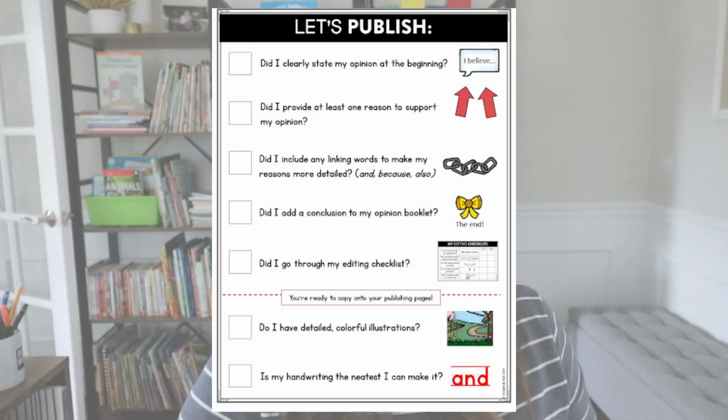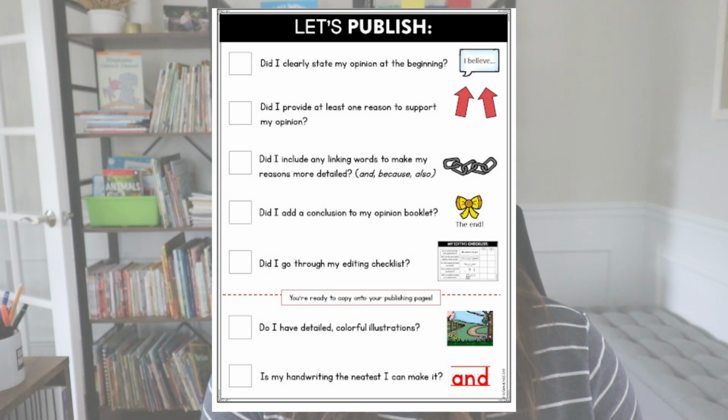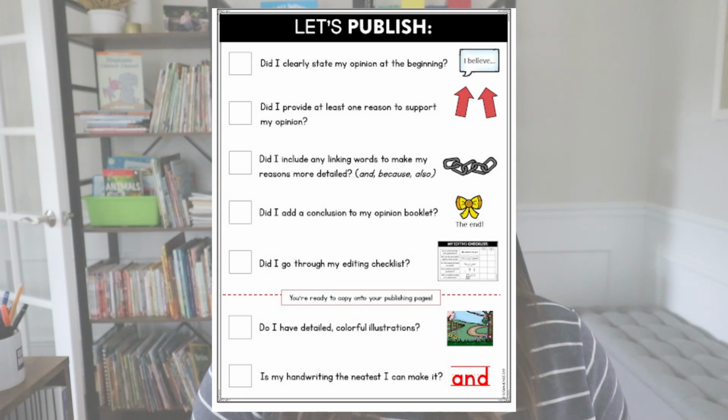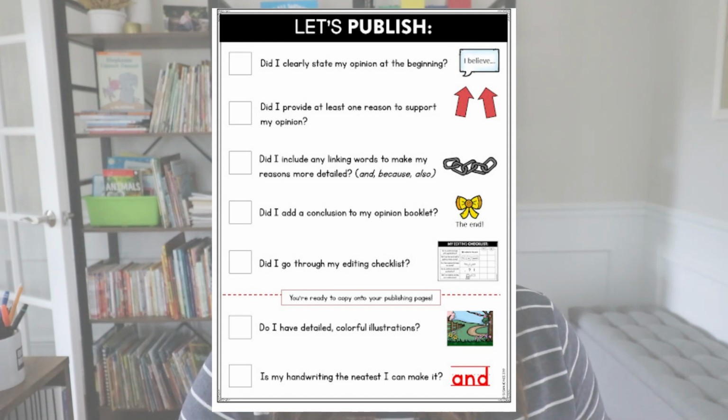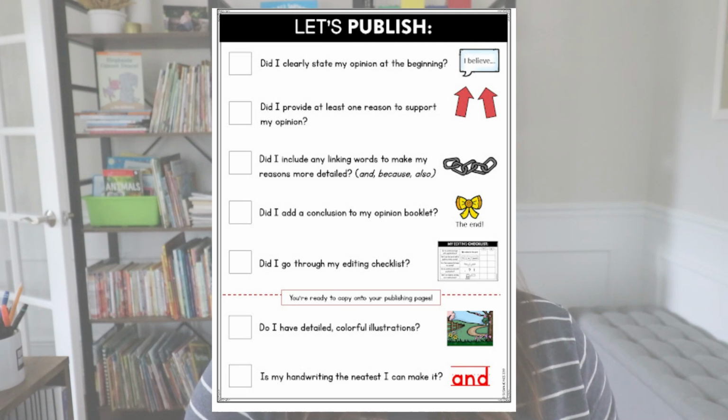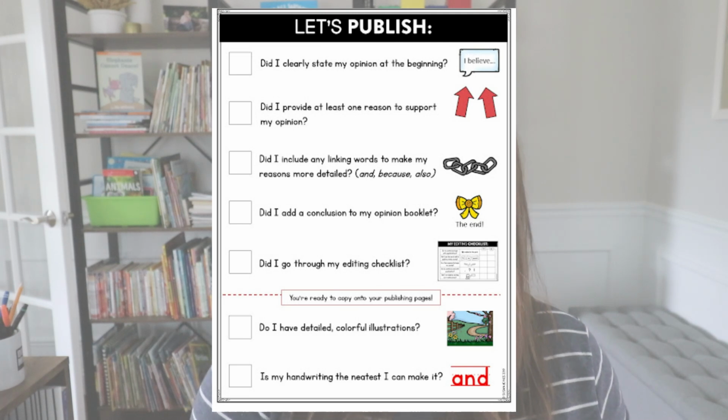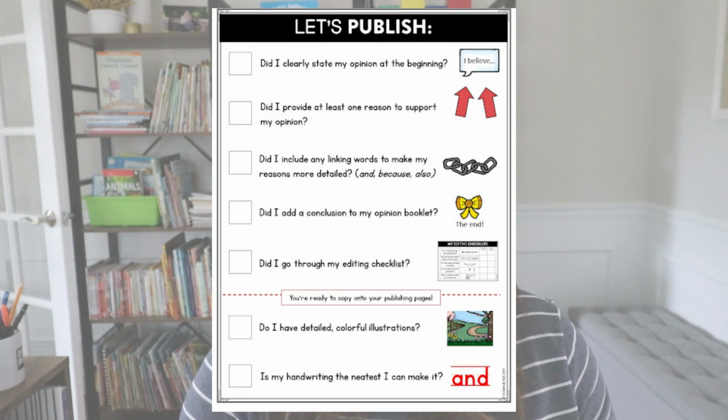Now, when they do this, I like to give them a checklist. Here's the example one I do for opinion writing. Within every genre, I actually have a very specific checklist that they have to follow because the things they're going to look for will be different within each unit and the lessons that I teach. So this follows along exactly with the lesson plans in the opinion writing unit.